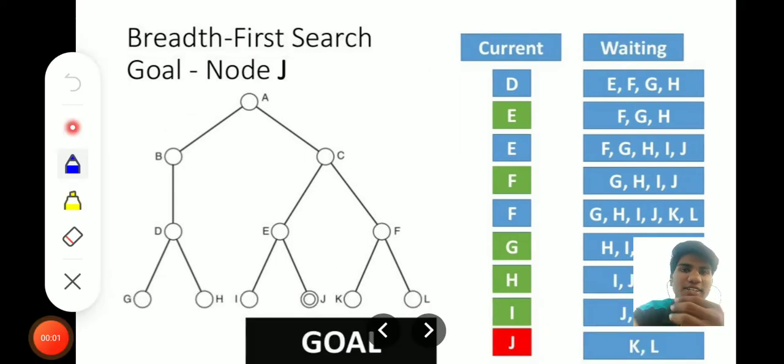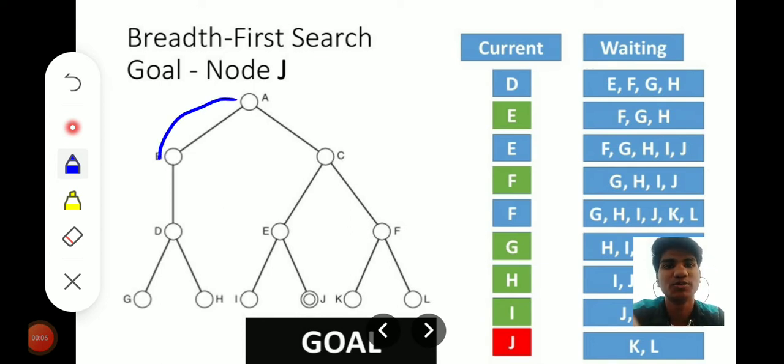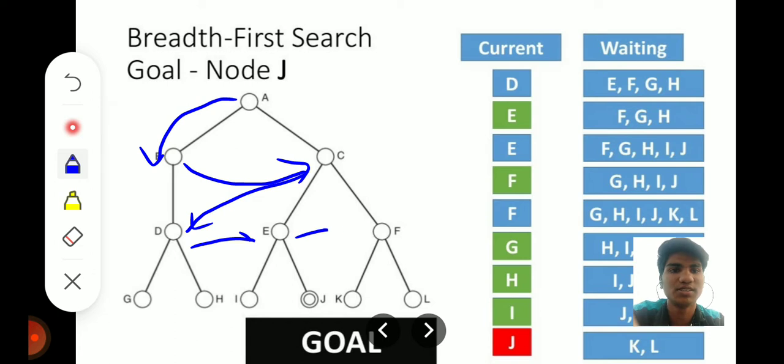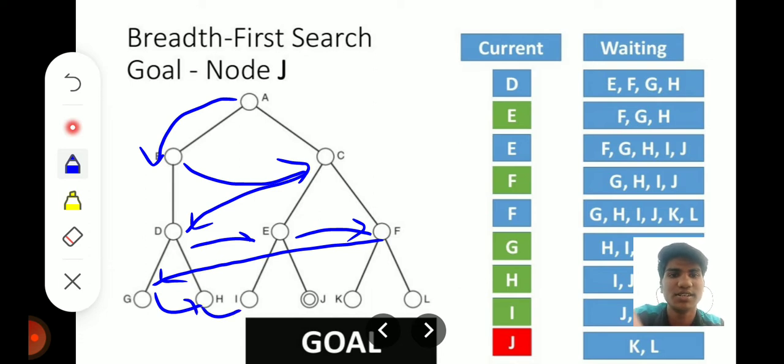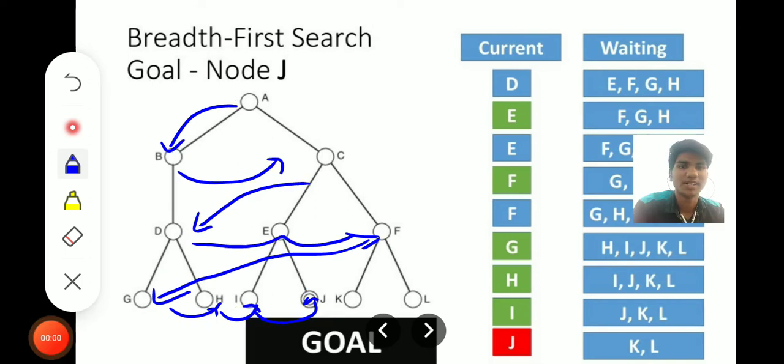So the direction in breadth first search is from A first, and then it will go to B. After B, it will go to C, and then C to D, D to E, and E to F, and after F, it will go to G and H and I. So our goal state is J. When we come to J, it is the goal state. So the searching is completed. I think all of you understand the breadth first search algorithm.